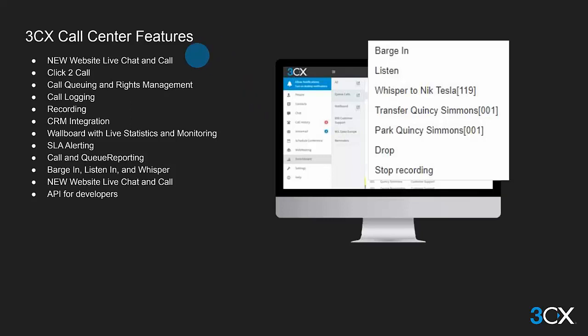Some of the out-of-box features are going to be the new website live chat and call, click to call, queuing and rights management, call logging, recording, CRM integration, wallboard with live statistics and monitoring, SLA alerting, call and queue reporting, barge in, listen in, and whisper, and an API for developers.